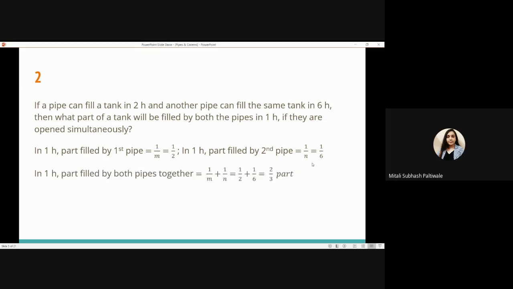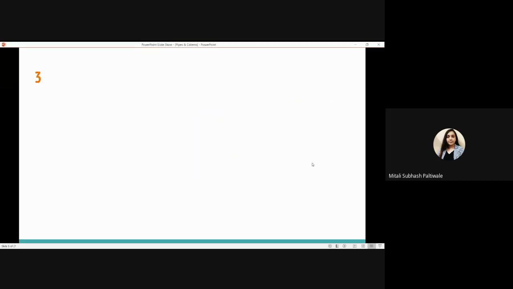So this will become 1 by m plus 1 by n is equal to 1 by 2 plus 1 by 6, which gives me the answer as 2/3 of the part of that tank. Okay, two-thirds of the part of the entire tank will be filled in 1 hour. Now let's move on to the next question.